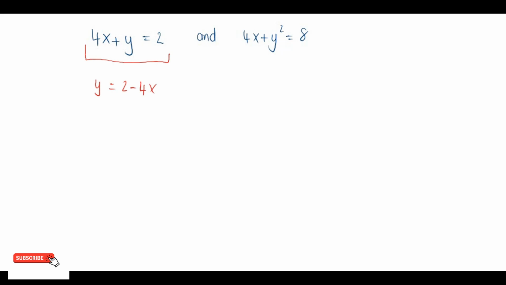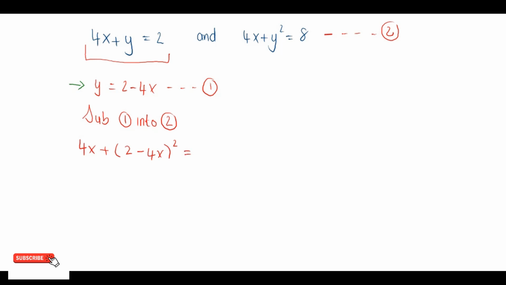I feel like this is better to work with. So this is going to be called my equation 1, and this is going to be called my equation 2. What you're going to do is substitute equation 1 into equation 2. So we're going to take equation 2, which is 4. Where you see y, you are going to substitute this. So it's going to be 4x plus (2 minus 4x) all squared, which is equal to 8.